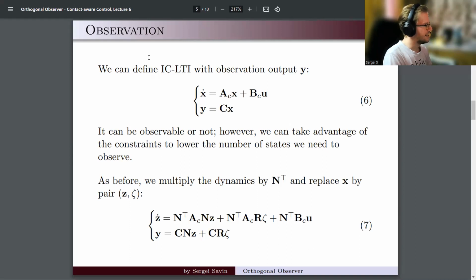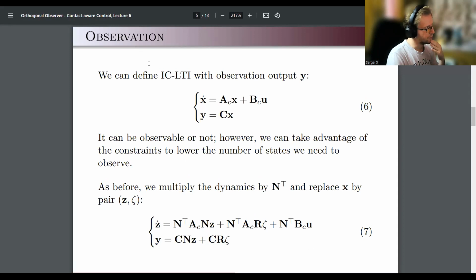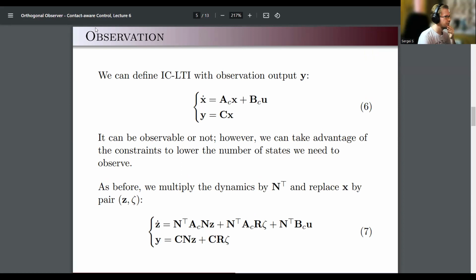Okay, now let us move towards today's topic. Today, what we have to do is study how an observer works.